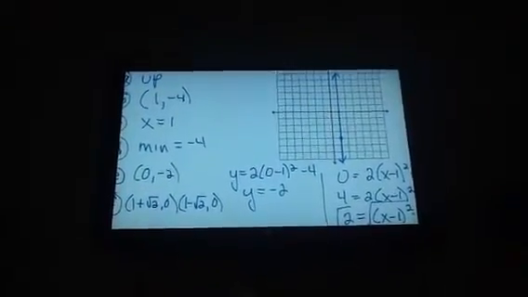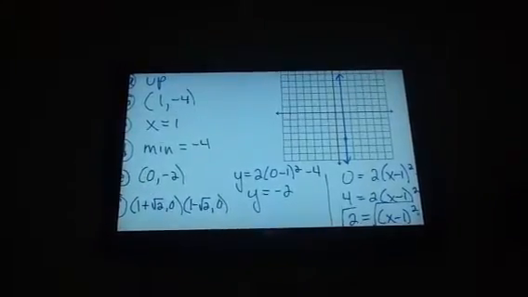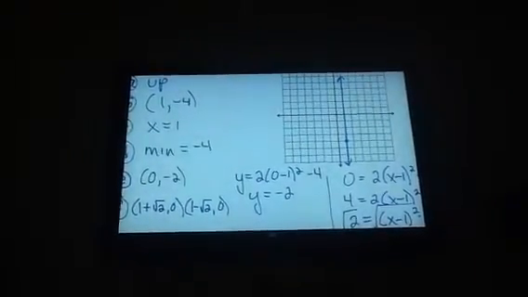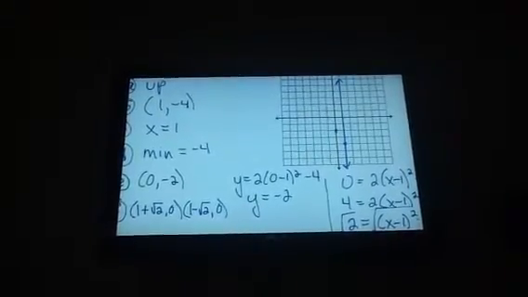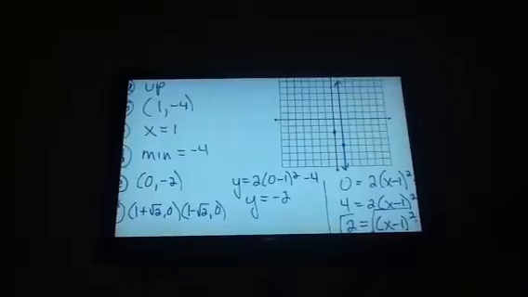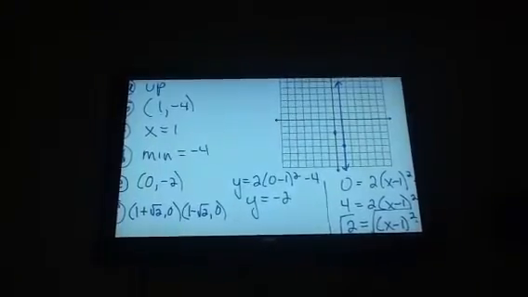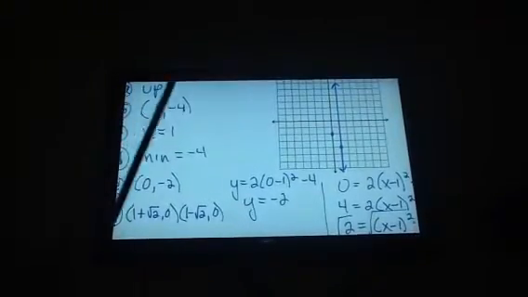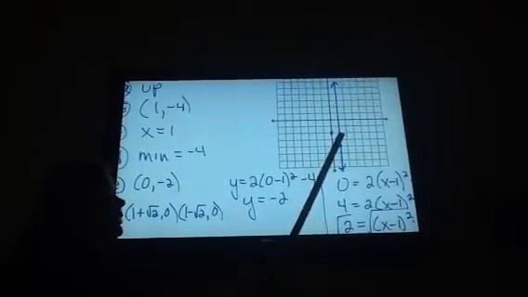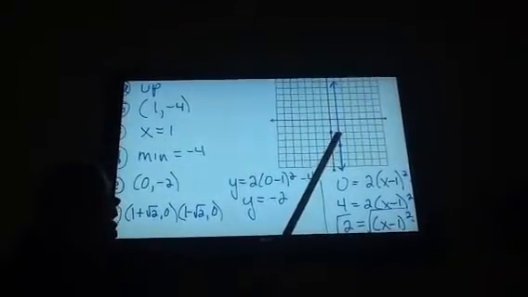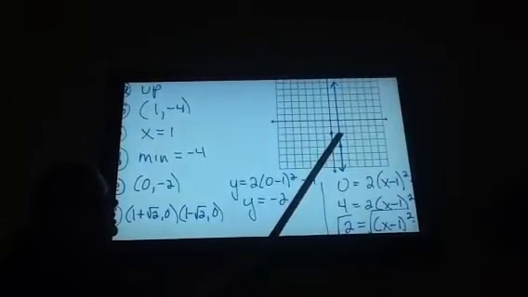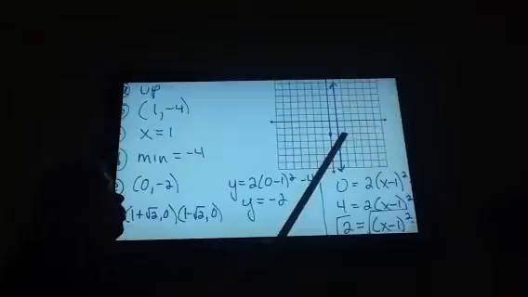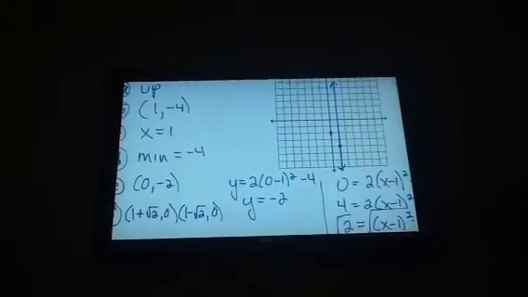Okay? My y-intercept is 0, -2. When you graph your y-intercept, I will also want you to graph the symmetric point. What I mean by that is this. Here's my line of symmetry. The y-intercept was 1 unit away from the line of symmetry. So that means there is another point on the other side 1 unit away. So draw in that symmetric point.